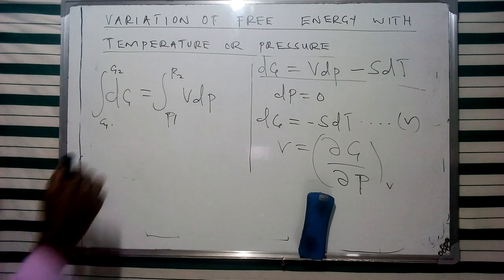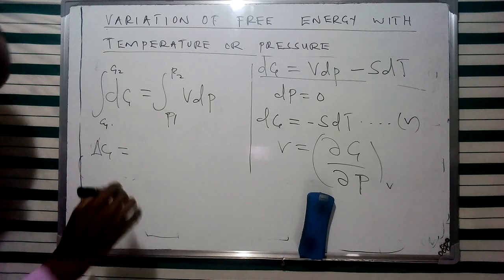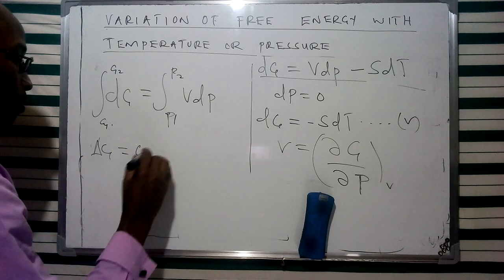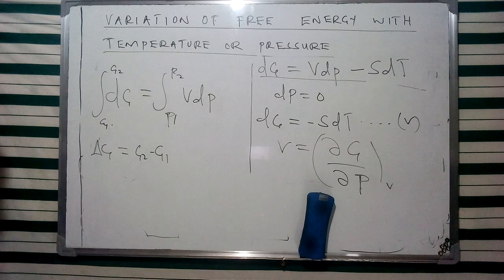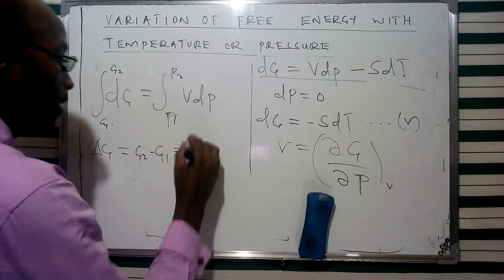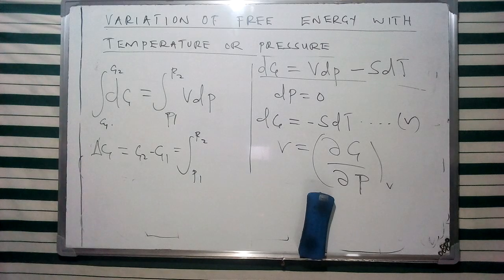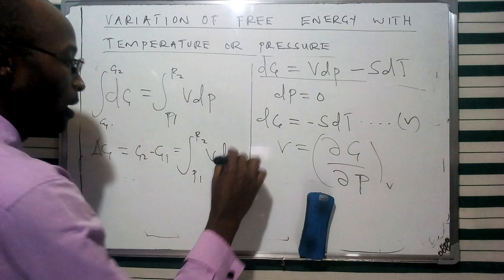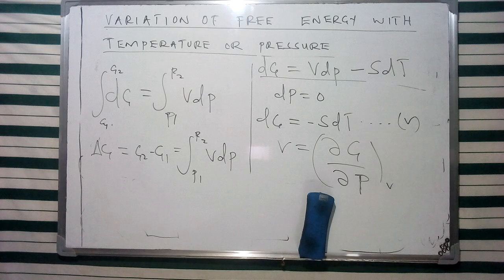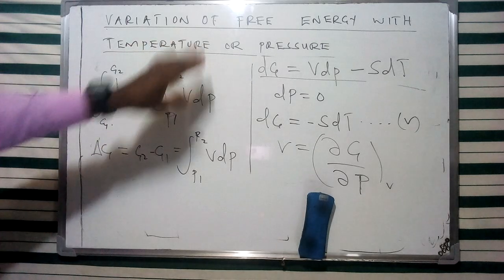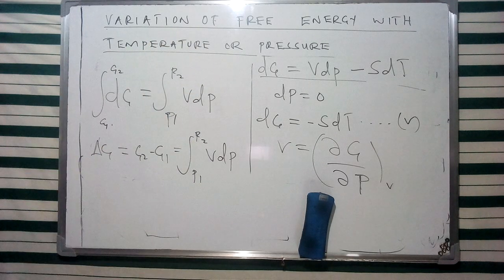Therefore, the change in Gibbs energy, which is delta G, is going to be given as G2 minus G1 from this specific integral, which is going to be represented as P1 to P2, and then we're going to have V dP given as such. So as we said, we can give various variations of this specific representation for free energy using temperature and, of course, pressures.